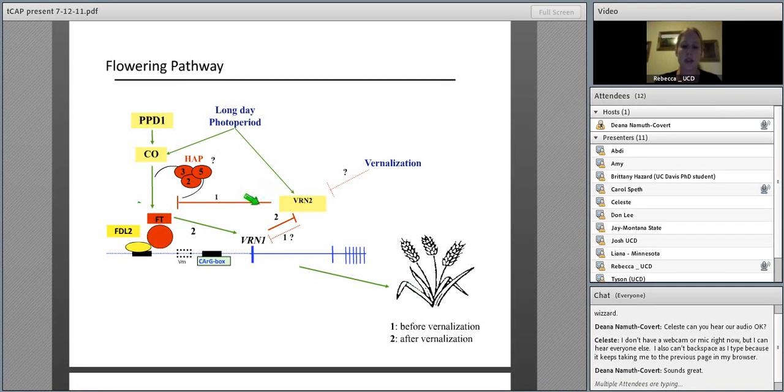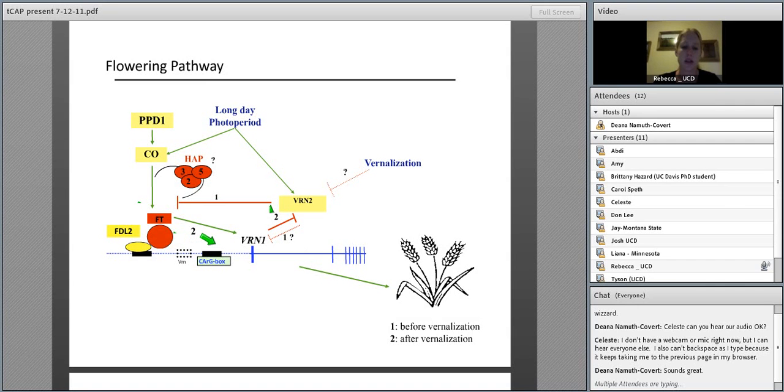And we're not quite clear yet which of these two, VRN2 or VRN1, is actually sensing vernalization. When we do vernalize the plants, we see a downregulation of VRN2 and an upregulation of VRN1, but it's not quite clear who's moderating who there, or if there's another party involved. VRN2 is also down-regulated by short days. So we believe that there might be another repressor here.